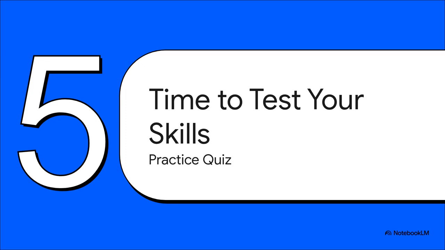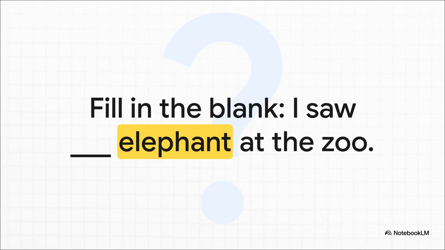All right, you've seen all the pieces of the puzzle. You've got the code book in your head. Now it's time to put it all together and see what you've got. Let's test those skills. Okay, I've got 5 questions for you. I'll read them all out, then you can pause and think them over. Ready? First one. I saw blank elephant at the zoo.